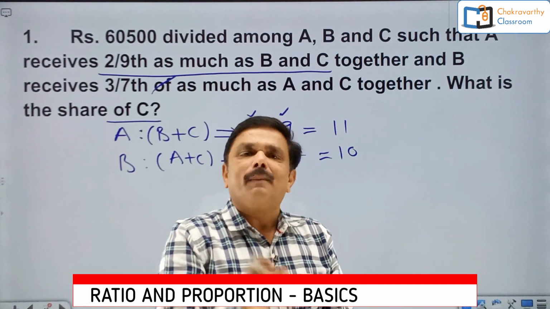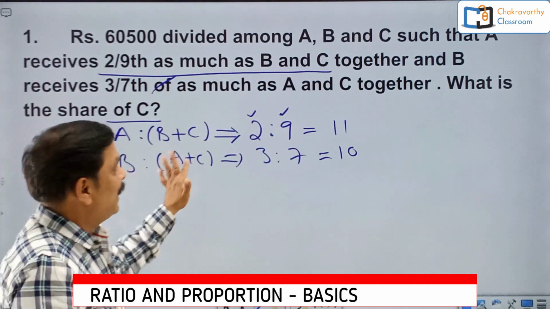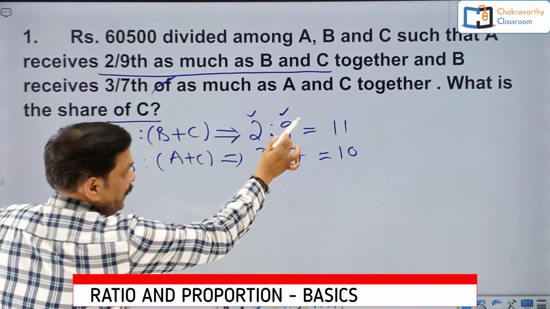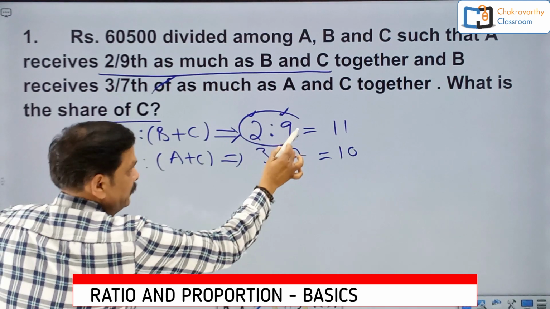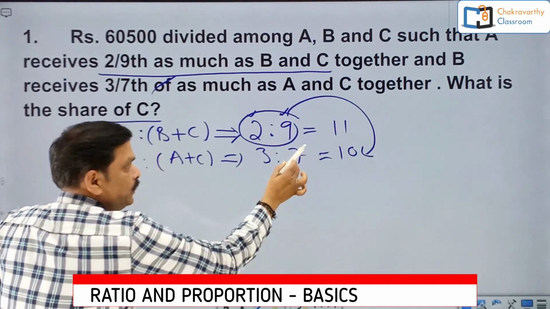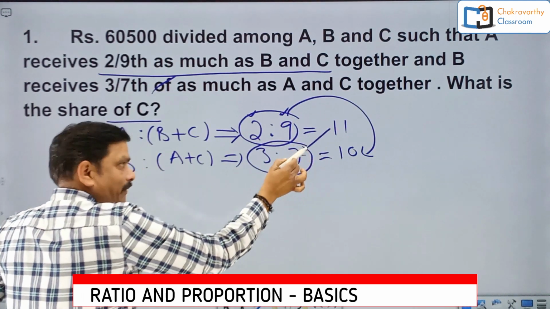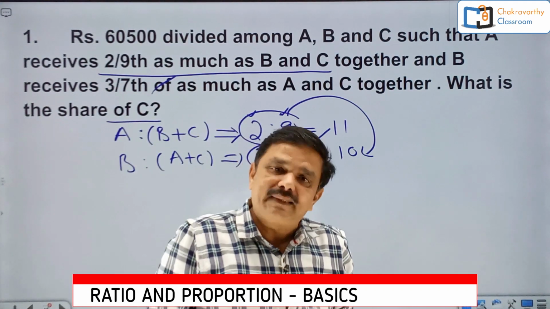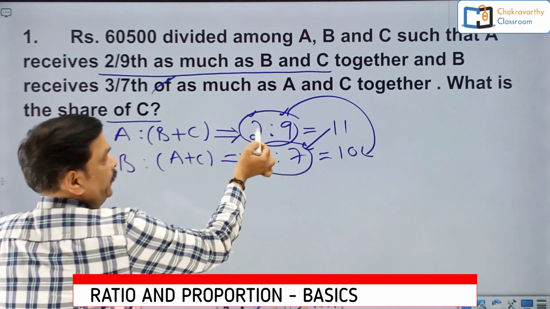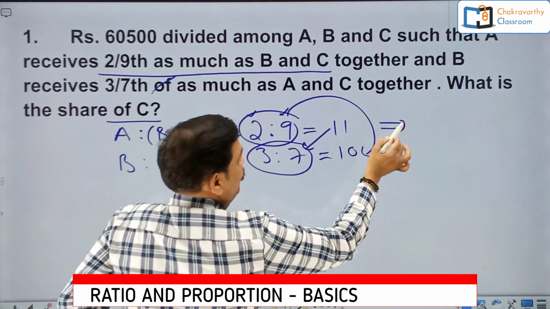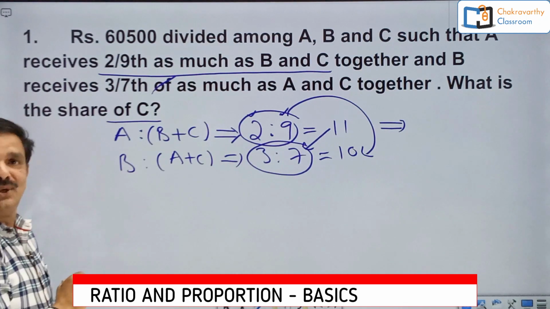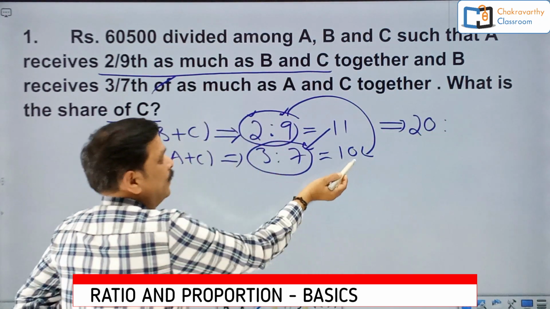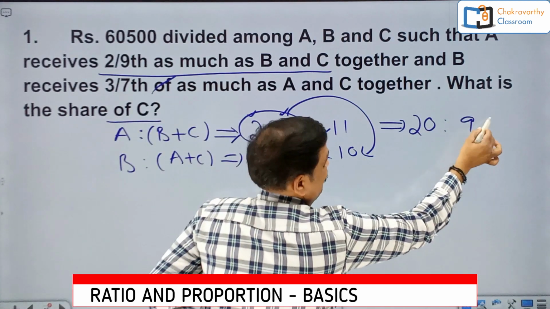How to balance? The fundamental in balancing two ratios, comparing two things, is simple: you need to multiply this with 10 and you need to multiply this with 11, then it will be balanced. The sum will be the same. Now 10 into 2, I am writing the ratio here only. This is nothing but A is to B plus C only. That is 10 into 2, 20 is to, now 10 into 9, it is 90.